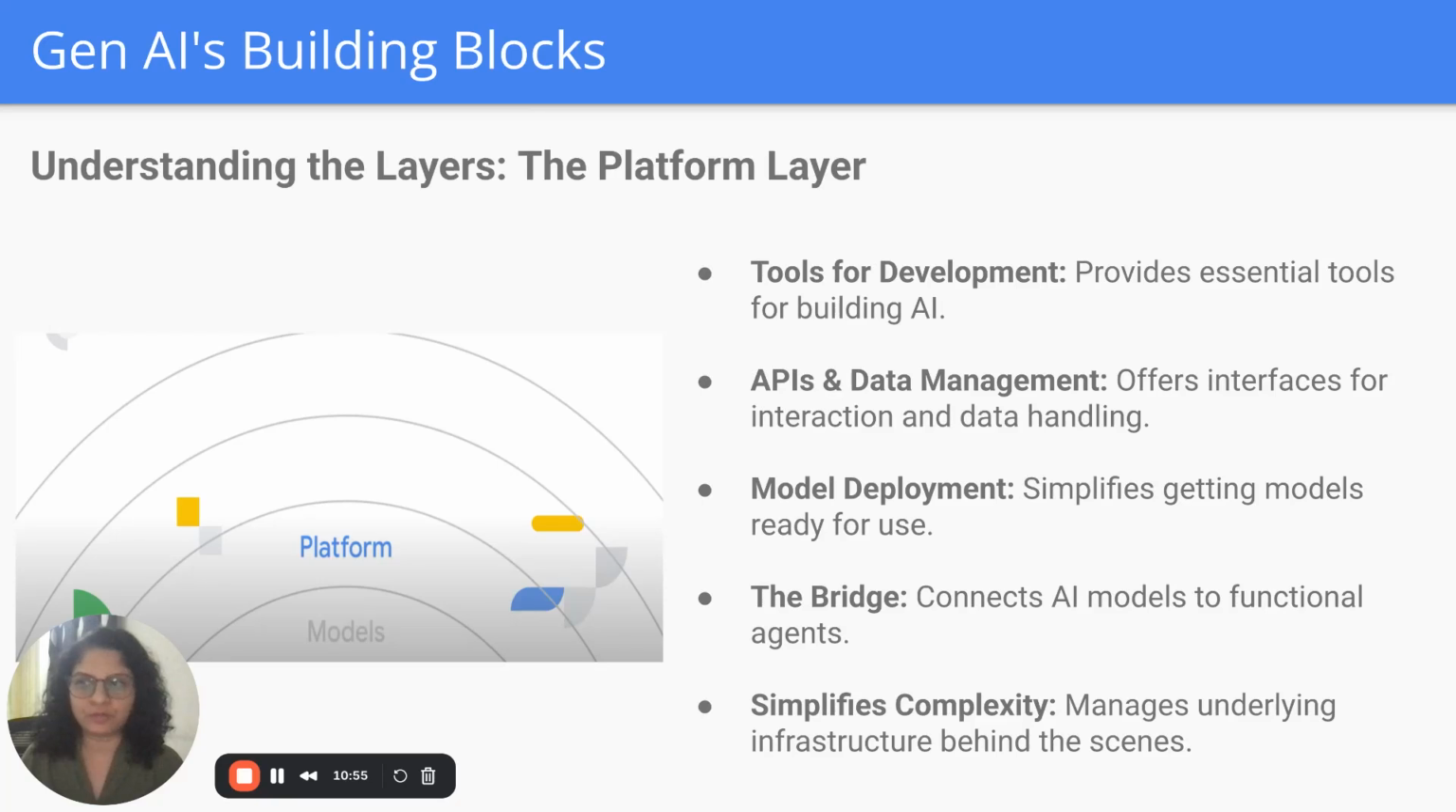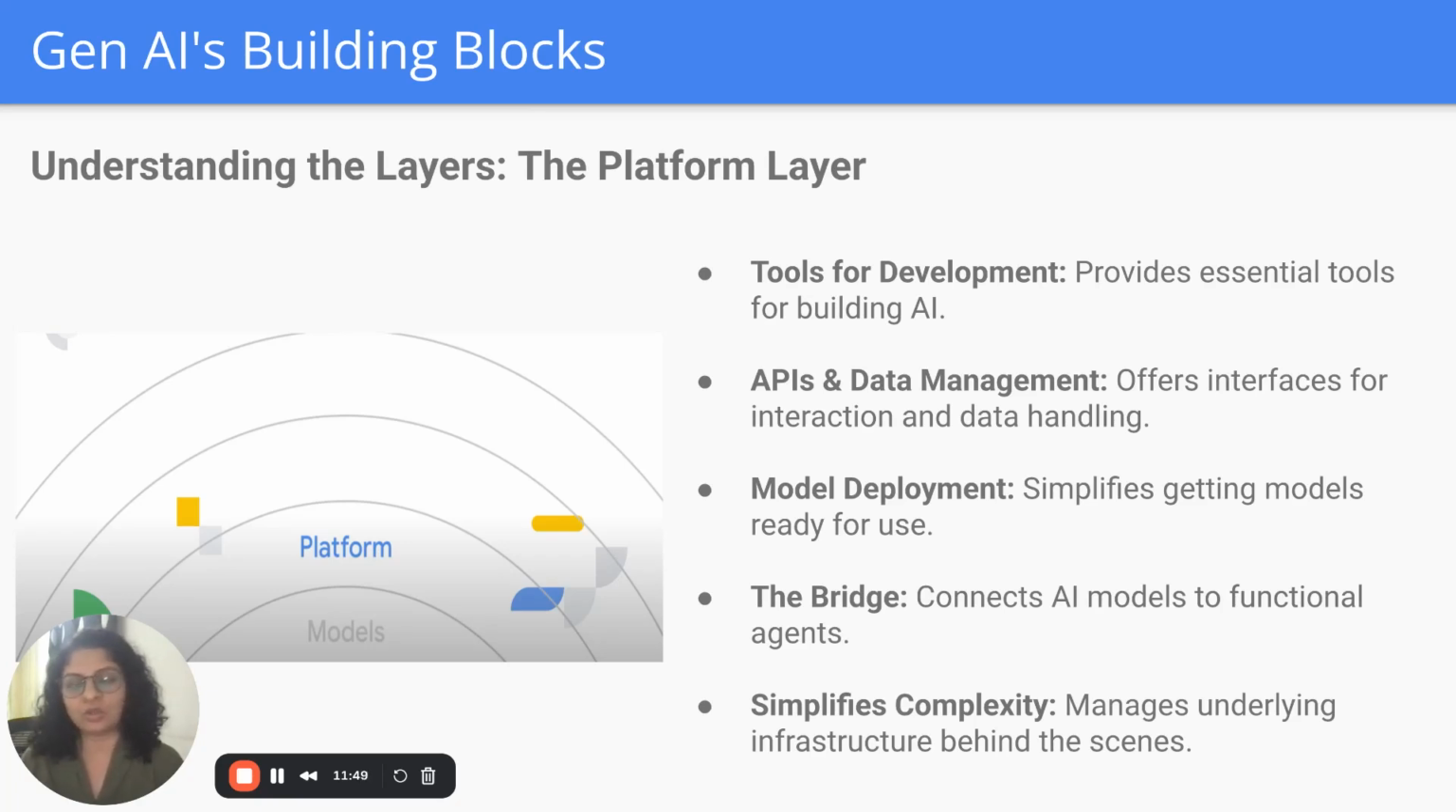Then it comes to the platform. So platform is again a very essential tool for building AI. The platform is what connects the model to our agents. So when we say the platform, it can come as tools for development like developers' workbench, or the tools and the services which are in the system. Then the APIs and the data management.